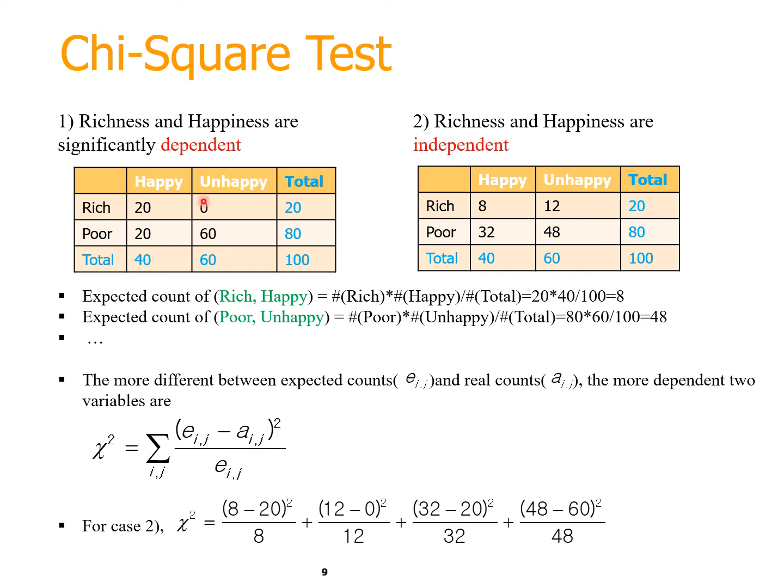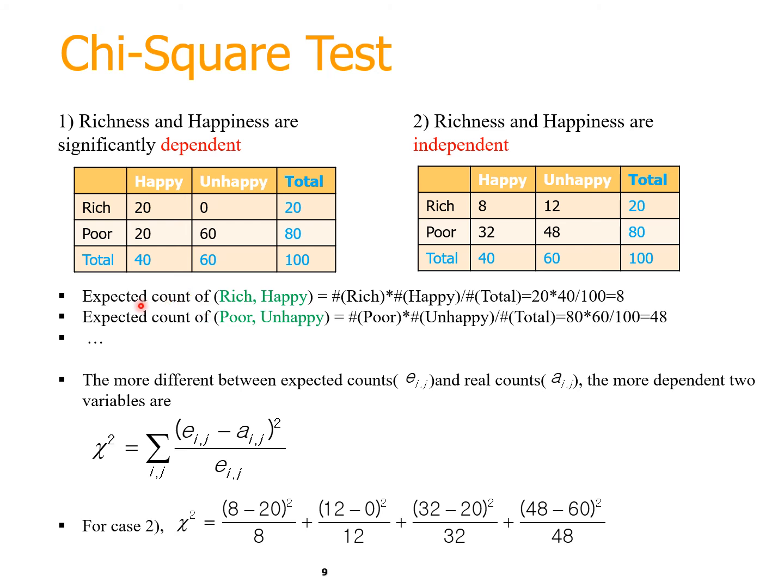Let me repeat. You see these numbers, these are the actual real count and these are the expected count, okay? If there is a lot of difference between these numbers, so these are different from these, and this is different from this, that means there is a strong relationship between these two variables. Okay. So that's the basic idea of chi-square test.